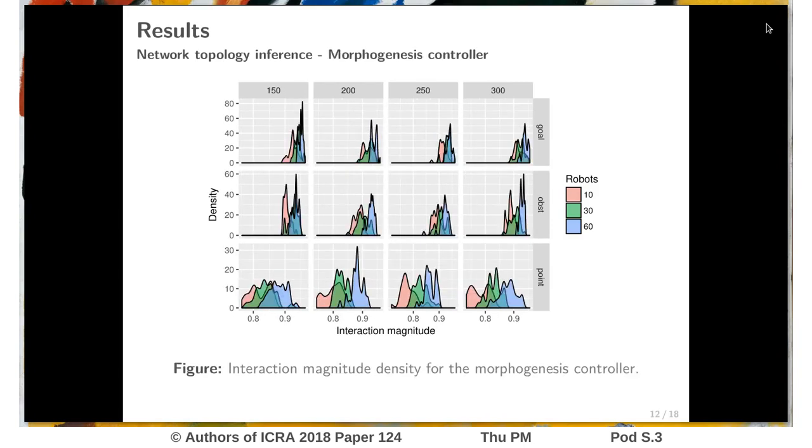Morphogenesis is based on how cells organize themselves to create more complex structures. Density increases with size for all scenarios. The communication range did not have a clear influence on the distribution of interactions.